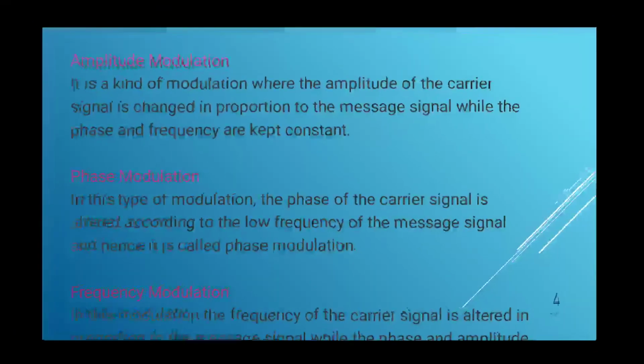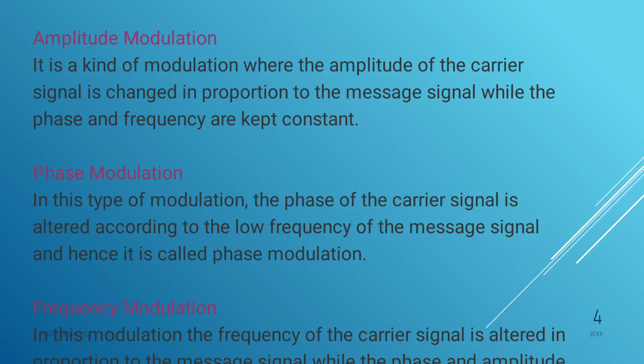And the last one is frequency modulation. In this modulation the frequency of the carrier signal is altered in proportion to the message signal, while the phase and amplitude are kept constant. It is just like amplitude modulation, but in amplitude modulation we change the amplitude, whereas in frequency modulation we change the frequency, and the other two, phase and amplitude, are kept constant. This is a brief explanation of the three types of modulation.